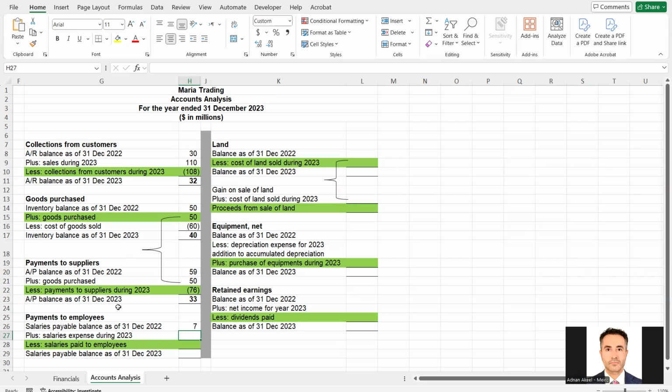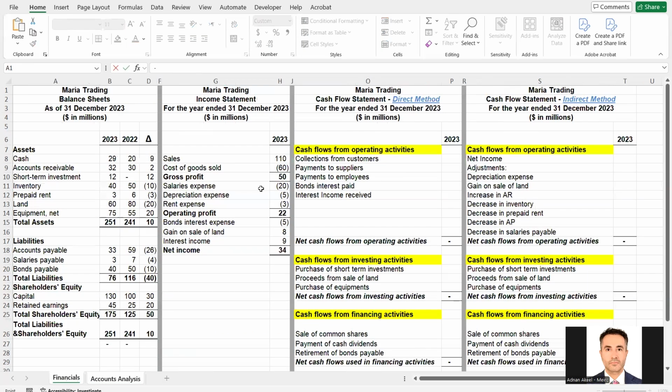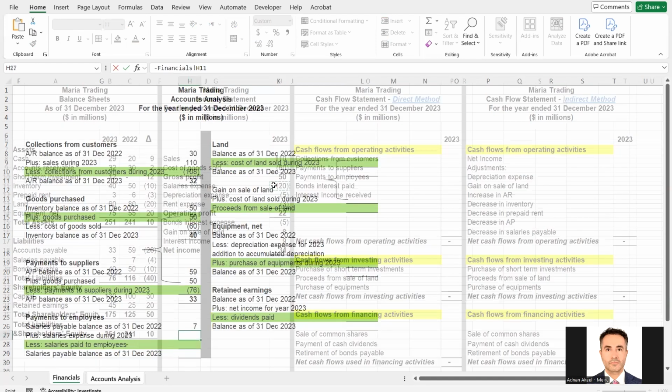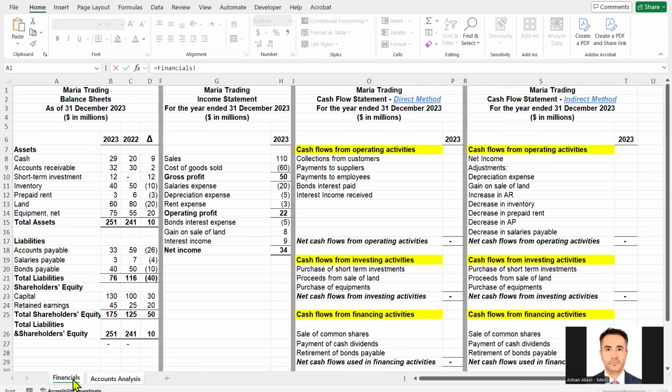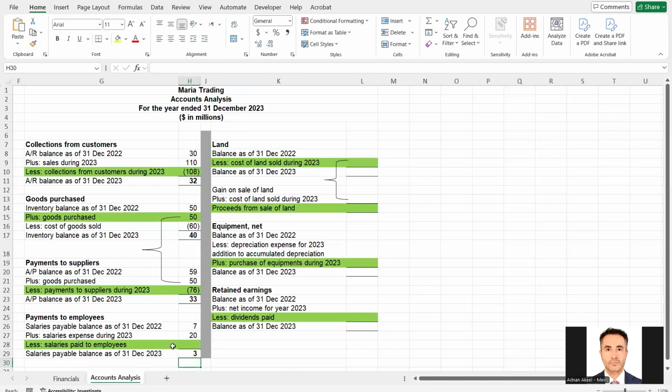So here, salary expense is 20 million. The ending balance for the liability towards employees went down to 3. And how much I actually paid them is the ending balance less the opening balance less the salary expenses for the year. So I paid them 24 million.